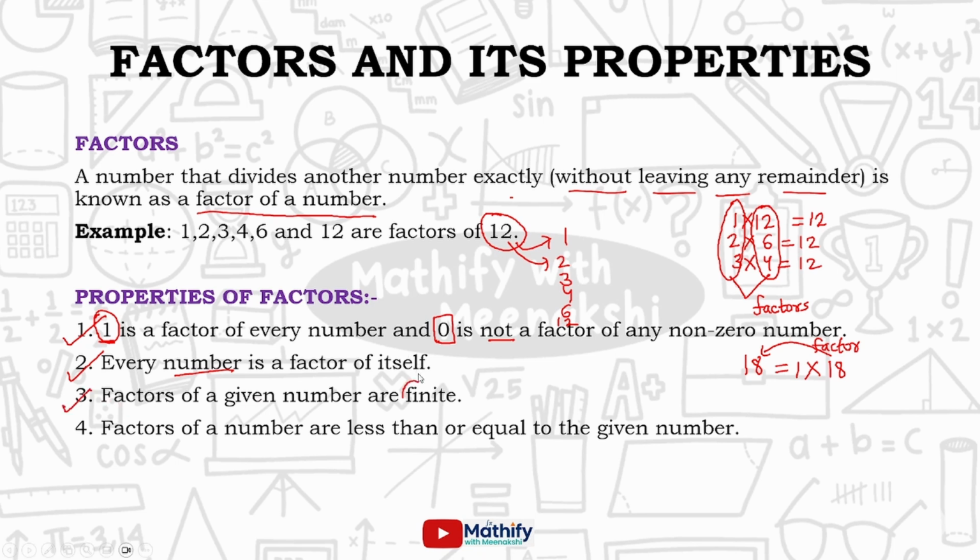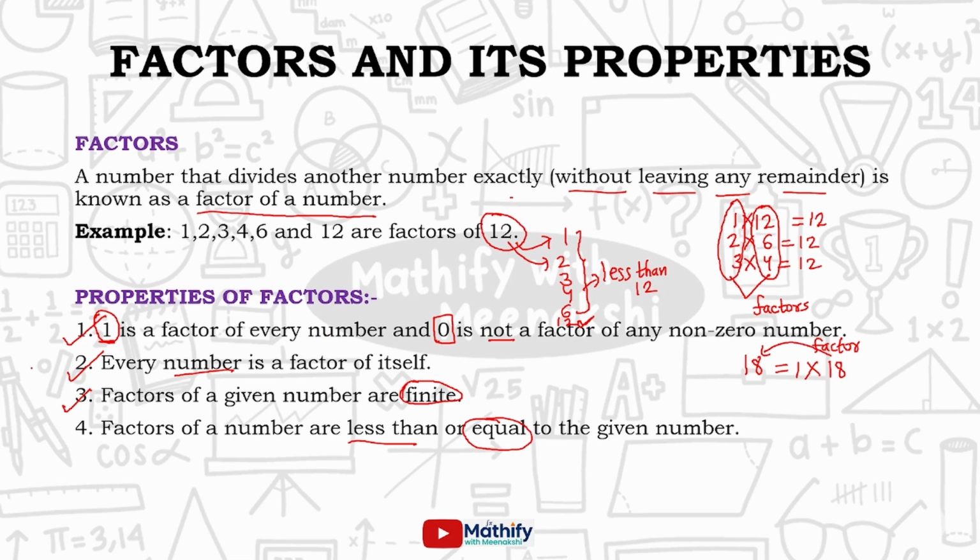Third, factors of a given number are always finite. As you can see here, for 12, it's 6 factors. Why is it finite? Because factors are always from 1 to the number itself. So it's always finite. You know the limit. And last, factors of a number are less than or equal to the given number. As you can see with the help of the example, the factors of 12 are either 12 or less than 12. All are less than 12. So that means factors are less than or equal to the given number.